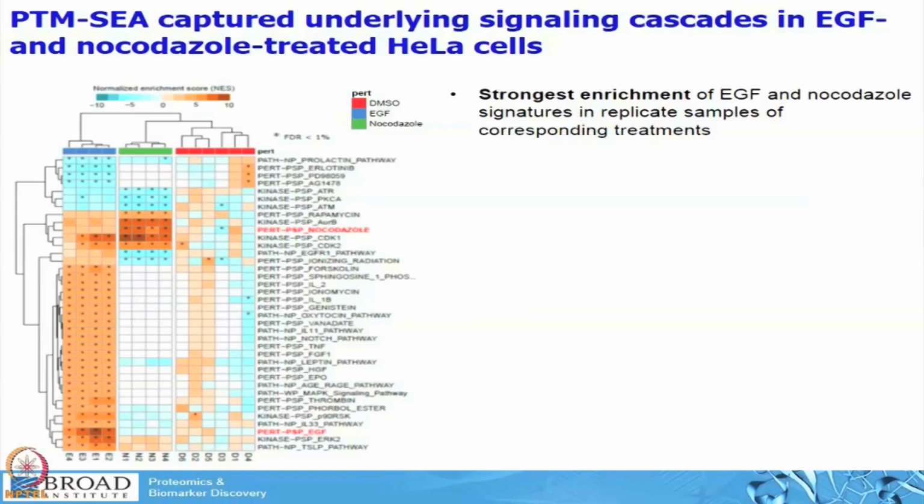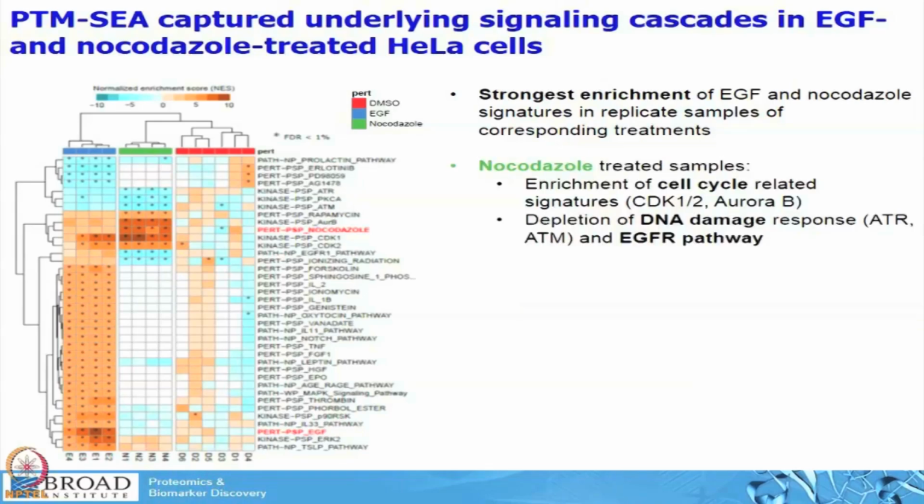If we can pick up these signatures, I think we are on a good track that what we are doing is the right way. What you're looking at here is the heat map of enrichment scores. Each row is an enrichment score of a signature, and here are the different experimental conditions. Red is DMSO, blue is EGF, green is nocodazole, measured in different numbers of replicates. So here's 4 replicates, here it's 6 replicates.